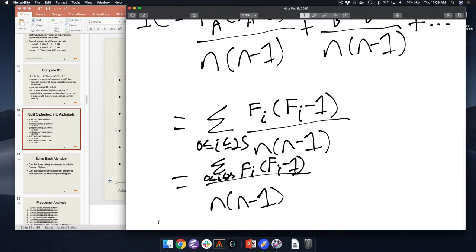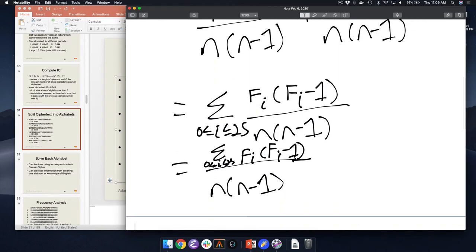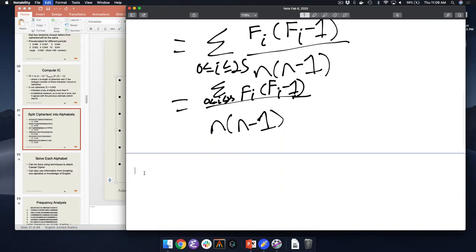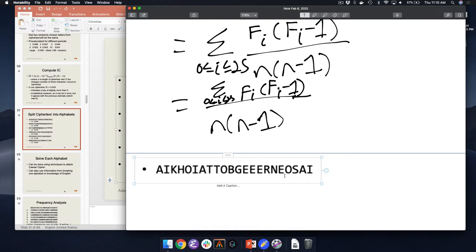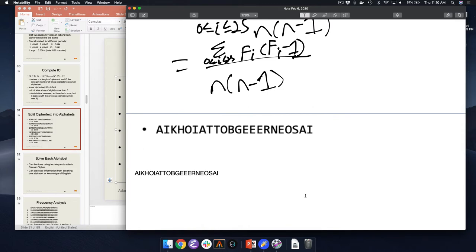So rather than thinking about it like this, which is kind of where we think brute forcing may help us, what we really have to be thinking about each of these alphabets is something like this.